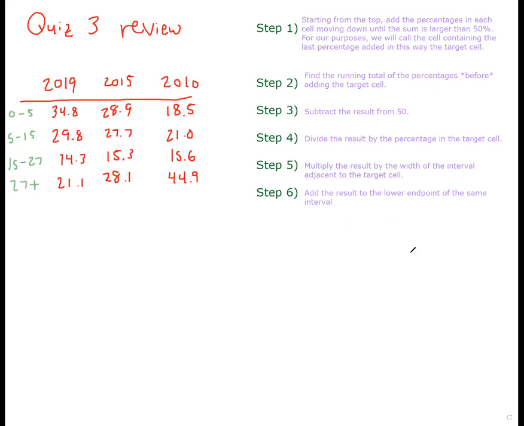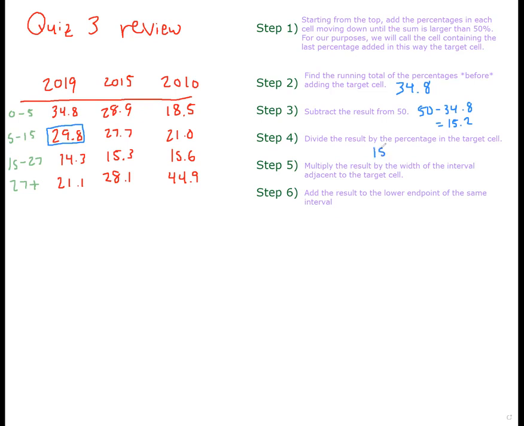2019, start by adding the cells until such a time as we cross the threshold of 50. This cell by itself doesn't cross the threshold of 50, but adding these two cells together does. So this is my target cell. The running total of percentages before adding that target cell is 34.8. That's the only cell that would have been added before adding the target cell. Subtract the result from 50. So 50 minus 34.8 gives me 15.2.